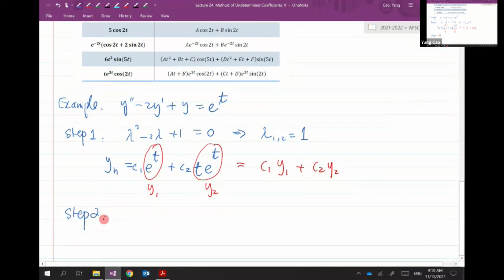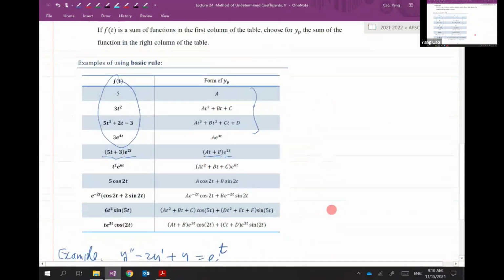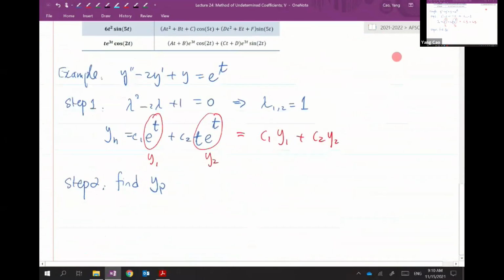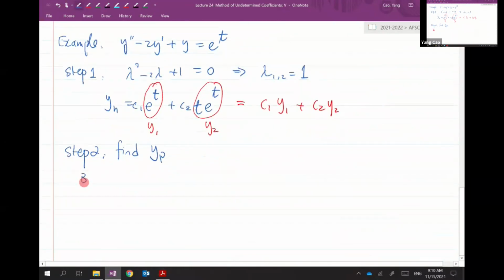The second step is to find the particular solution YP. This is the step where you go to the handout, go to the table, using the lucky guess approach. This function f of t here is e to the power of t. So you look at this table, that's the first row. So your guess is based on the first row, the basic rule.